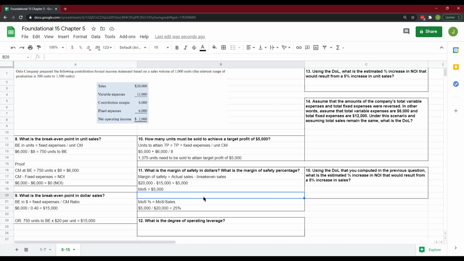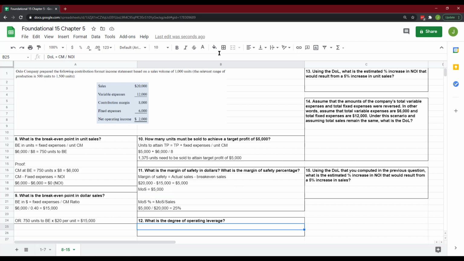So basically, in this situation above, at the sales level of 1,000 units, as we see up above there, every dollar of sales that we generated, 25% of it contributed to that buffer between our actual sales level and break even.